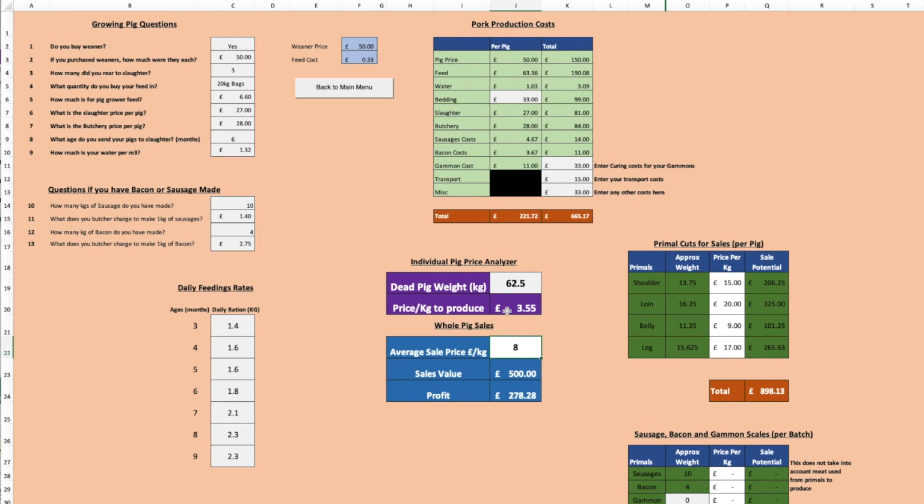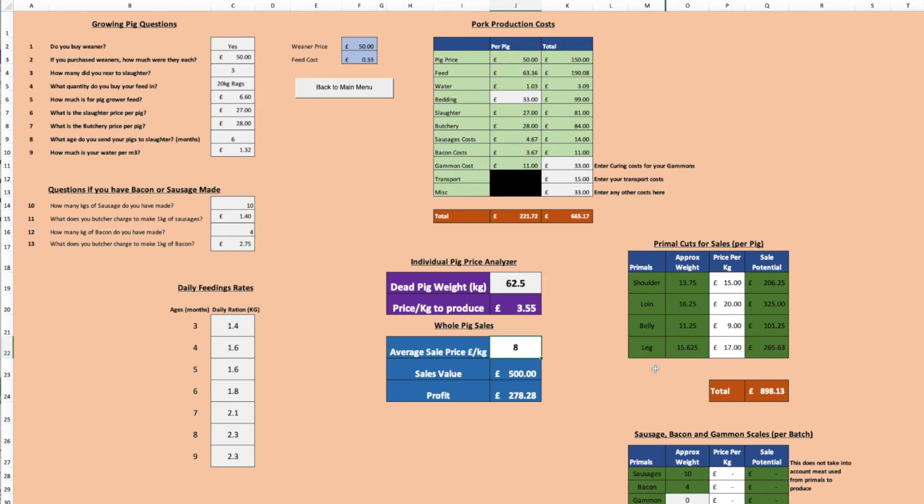So I hope this is all making sense and that you're keeping up. If you want to make an estimate, if you're selling a whole or half pig based upon a given unit price, say that flat throughout you're charging £8 a kilo, it will work out based upon that the point of sale value is £500, based upon it being 62.5 kilos, and that your profit for that pig is £278.28.